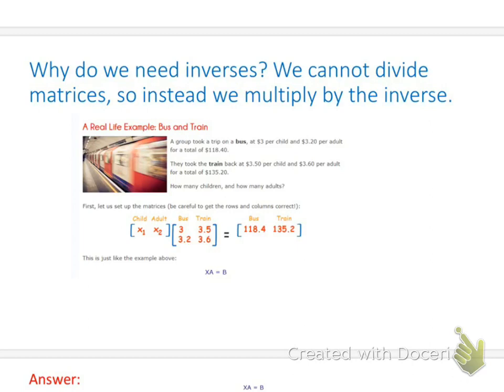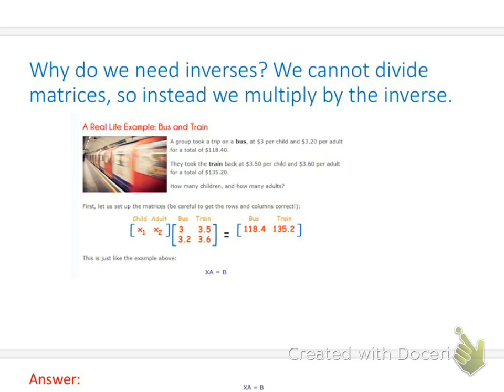Okay, so here's kind of an interesting application. It says a group took a trip on a bus, and they're spending $3 per child and $3.20 per adult for a total of $118.40. Then they also took a train, and the train cost $3.50 per child and $3.60 per adult for a total of $135.20. Can you do this as a matrix problem? And can we figure out, given this information, how many adults we have and how many children we have?